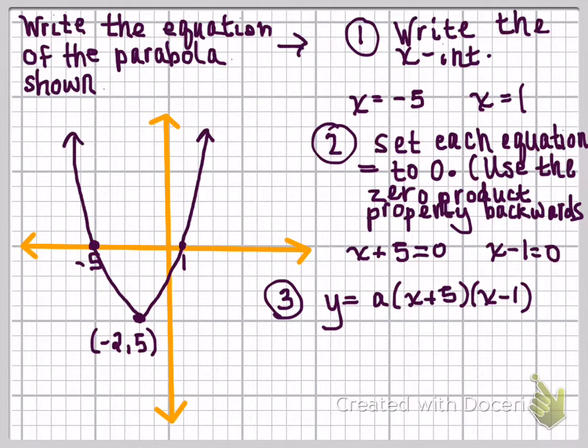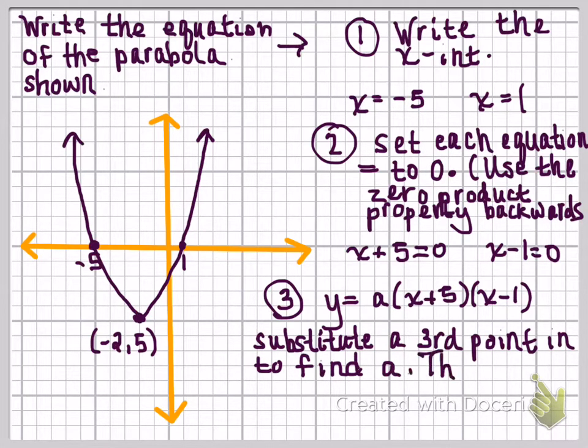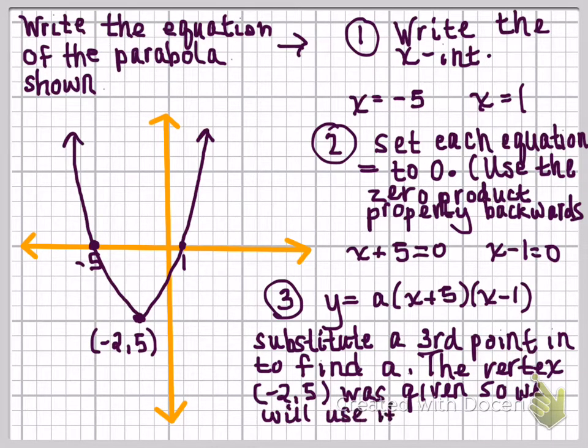We don't know what a is yet. But now, since we have a third point, we can take that point, (-2, 5), and plug it in for x and y. And then we can solve for a from there. So let's go ahead and do that. The x is -2, so we're going to plug that in. And then the y is 5, so we're going to plug that in. Let's do it on the next screen.